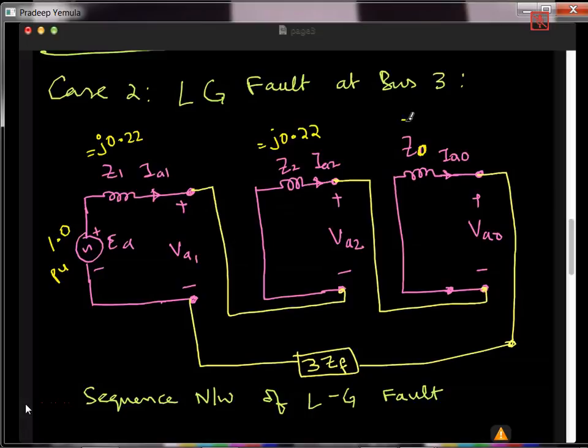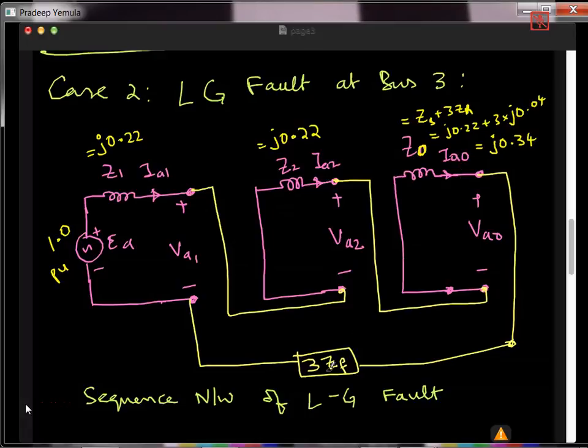So Z0 is nothing but Zs plus 3Zn. So what is Zs? Zs is j0.22 plus 3 into j0.04, the neutral impedance. So finally this value will be 0.12 and 0.222. So this will become j0.34. So this is the zero sequence impedance.